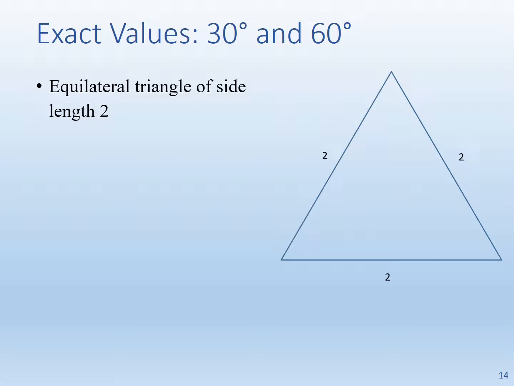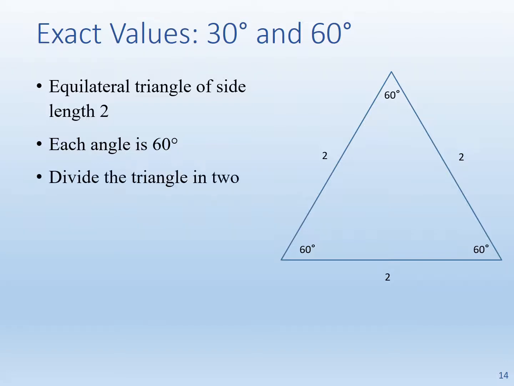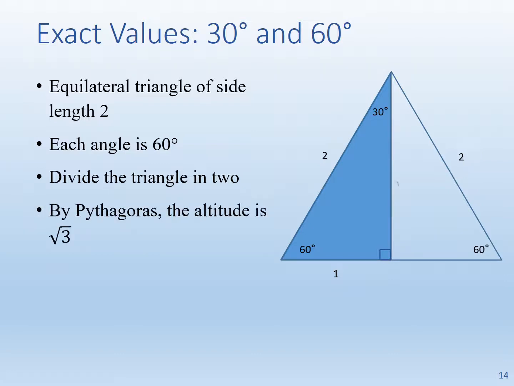We can work out what the sine, cosine and tangent of 30 and 60 degrees are exactly. To do this, we'll draw an equilateral triangle of side length 2 so that the angles there are each 60 degrees. Then we'll divide that triangle into 2 so that we have a 30-60 right angle triangle. By Pythagoras' theorem, the altitude of that triangle is root 3.